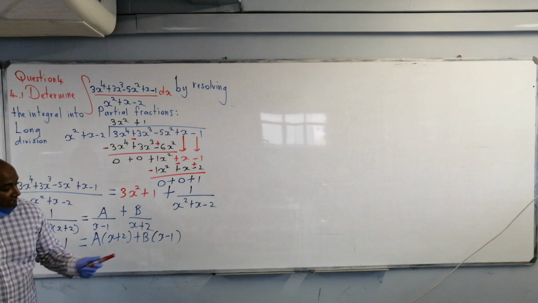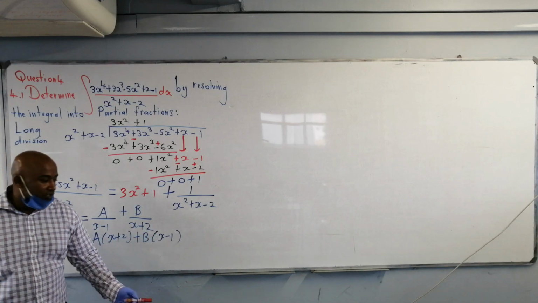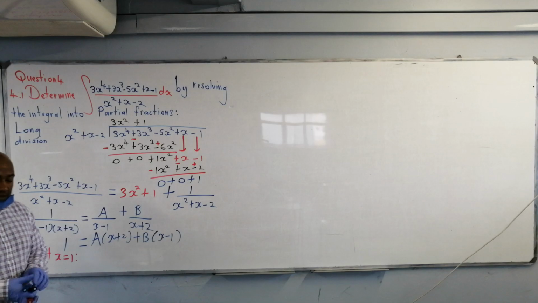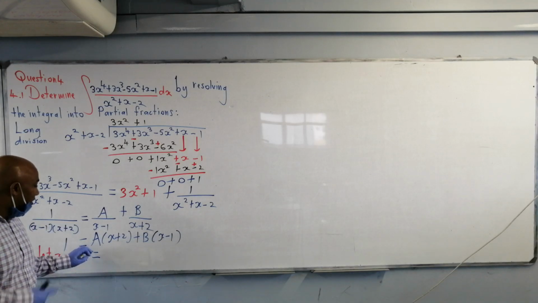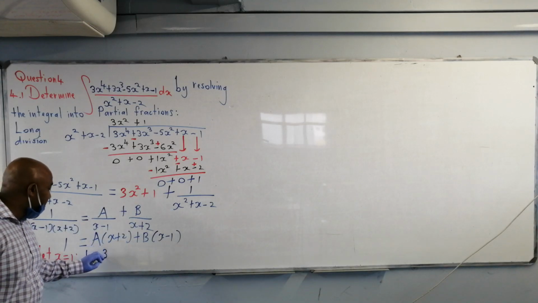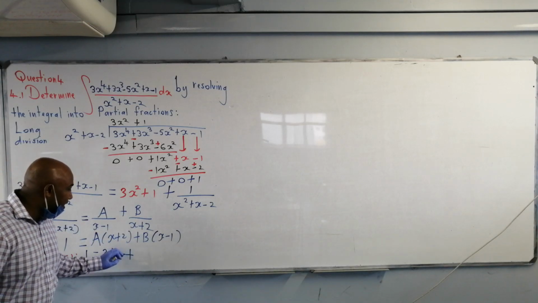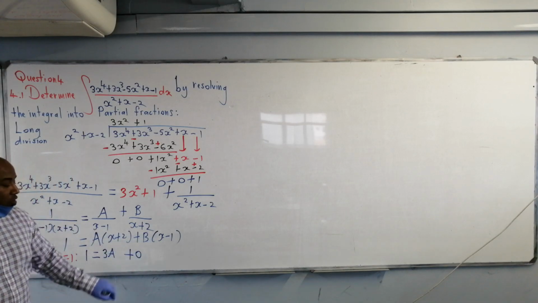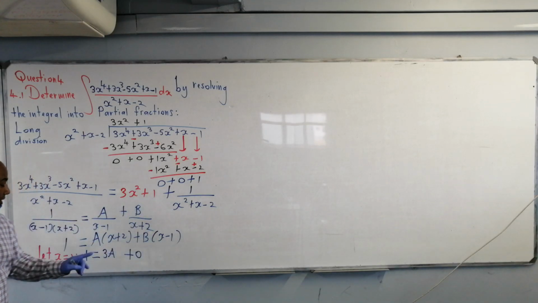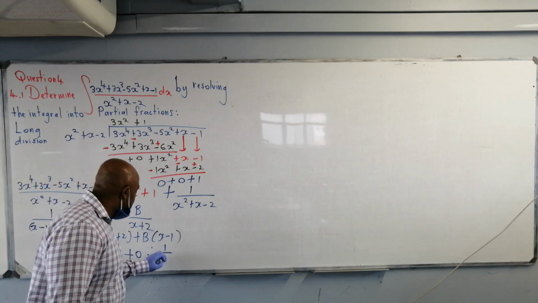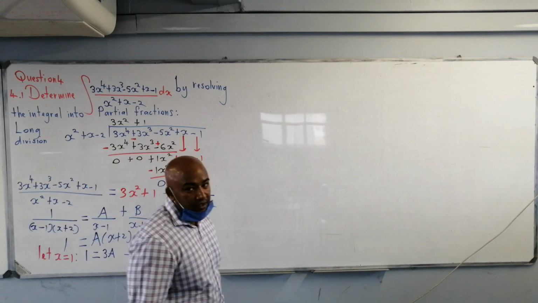So what value of x can I substitute here? Obviously it has to be 1, because 1 minus 1 will be 0. So there we go. Let x equal 1. On the left hand side, I have 1. On the right hand side, 1 plus 2 is 3 times A, which is 3A. And here, 1 minus 1 is 0 times anything is 0. So B has been eliminated. That's why we substituted x equal to 1. So therefore, 1 over 3 is equal to A.